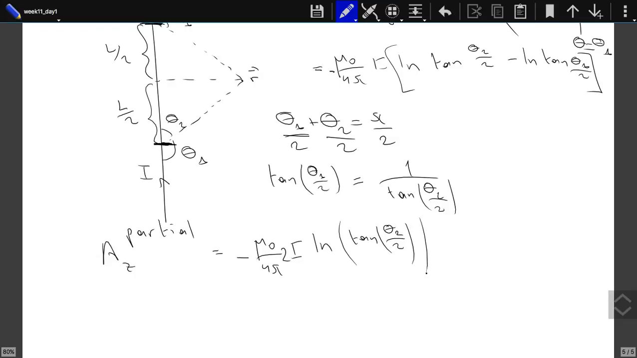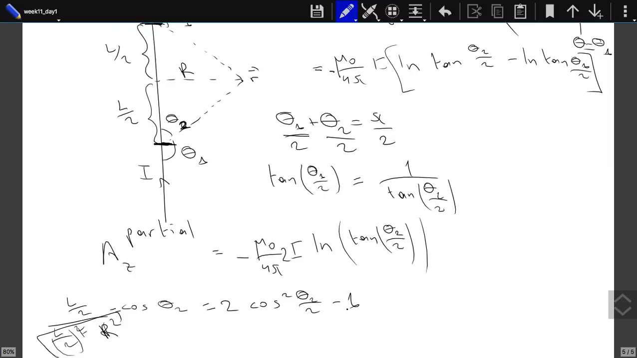Now, what is tangent theta 2? Remember, this angle over here is theta 2. Tangent theta 2 over 2, we have to calculate that one. Well, let's see. Cosine of theta 2 will be equal to L over 2 divided by the square root of L over 2 squared plus r squared. This is r. This is my cosine theta 2. But cosine theta 2 is equal to twice cosine squared theta 2 over 2 minus 1, and also 1 minus twice sine squared theta 2 over 2.